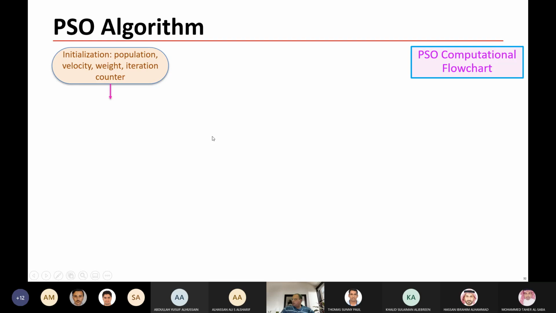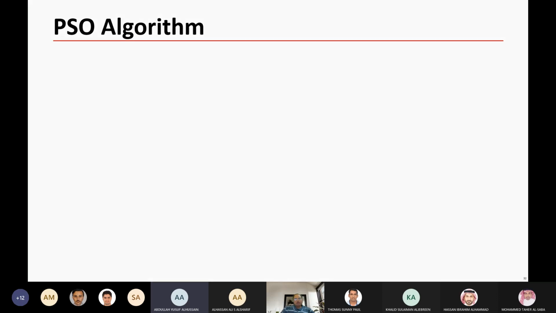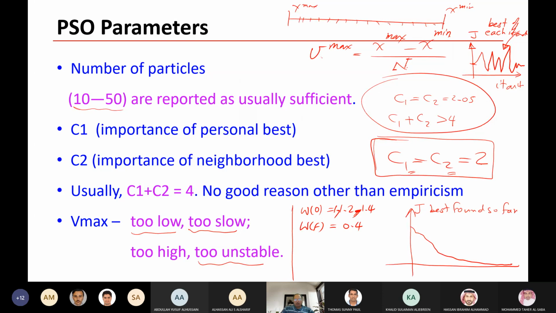Doctor. Yes, please, Abdullah. What is the typical value of the maximum velocity, Vmax? Vmax is different from one direction to another. This is equal to x max minus x minimum over n, and it is governed by n. As we mentioned, we cannot say a typical value of n, because the optimized parameters in each direction are different in order.